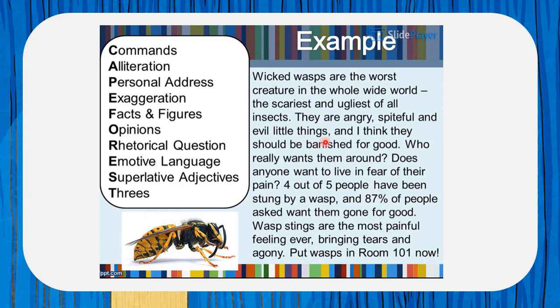The opinion is over here. I think they should be banished. The rhetorical question is here. Emotive language over here, bringing tears and agony. Have you ever been stung by a wasp? It hurts. Superlative adjectives. There's a lot of superlative adjectives here. Worst, ugliest, scariest. Okay, those are some examples of superlative adjectives. And use of threes. Okay, where can I see use of threes? Here. Angry, spiteful, and evil little things. Okay, so this is an example of a persuasive text using the Cape Forest method.